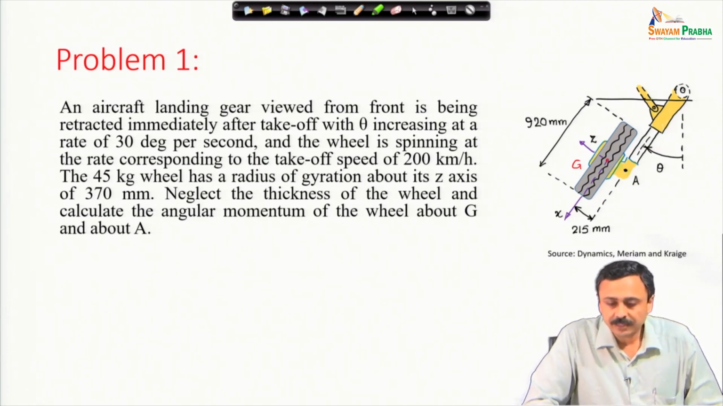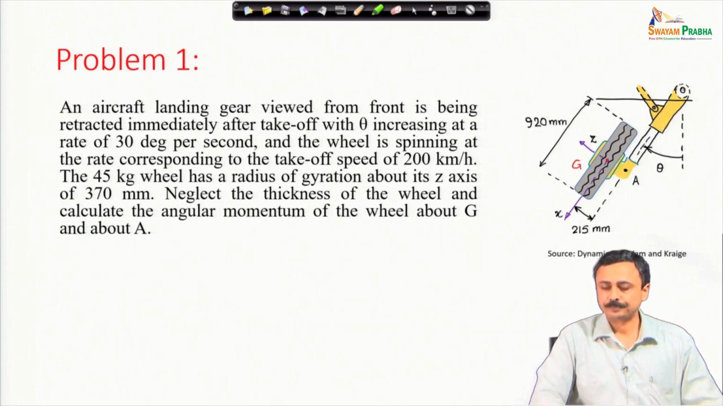An aircraft landing gear viewed from the front is being retracted immediately after takeoff with theta increasing at a rate of 30 degree per second, and the wheel is spinning at the rate corresponding to the takeoff speed of 200 km per hour. The 45 kilogram wheel has a radius of gyration about its z axis of 370 millimeter. Neglect the thickness of the wheel and calculate the angular momentum of the wheel about G and about A.